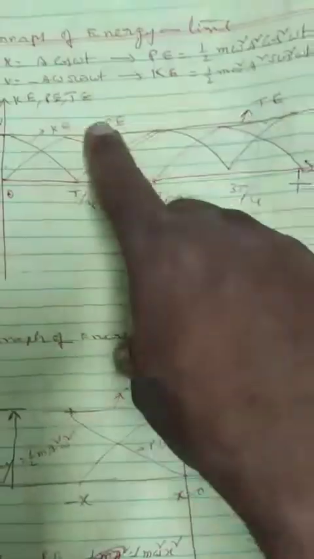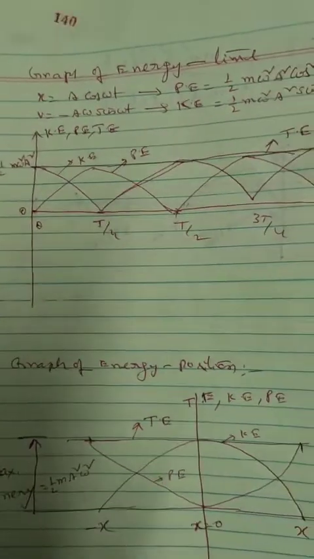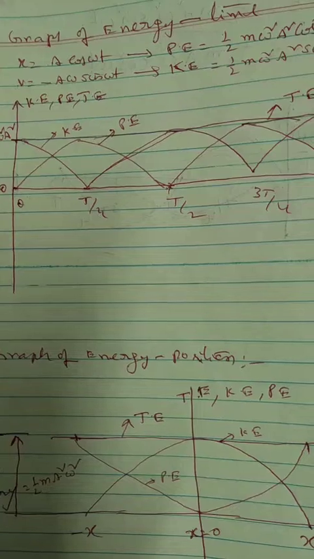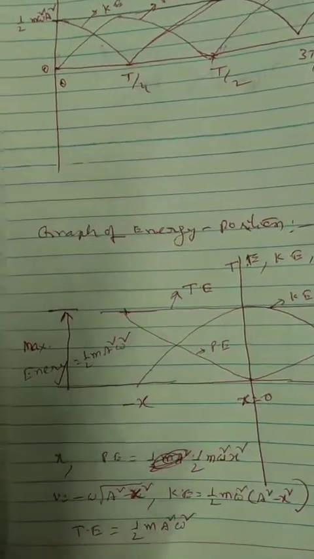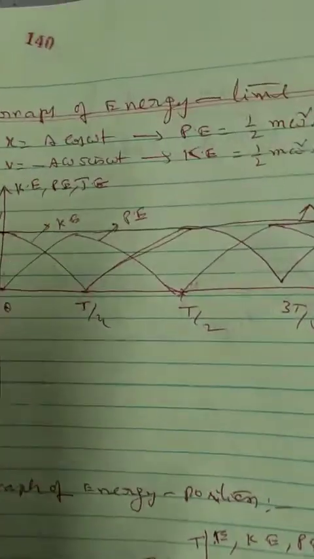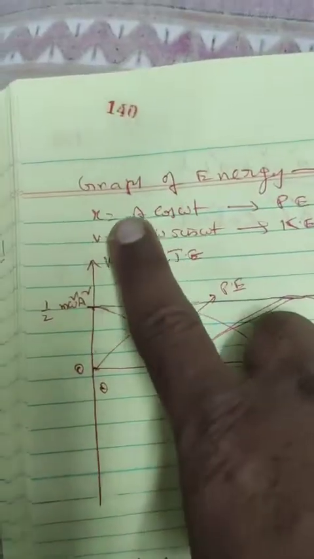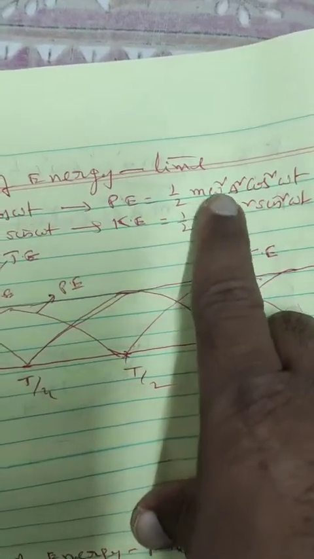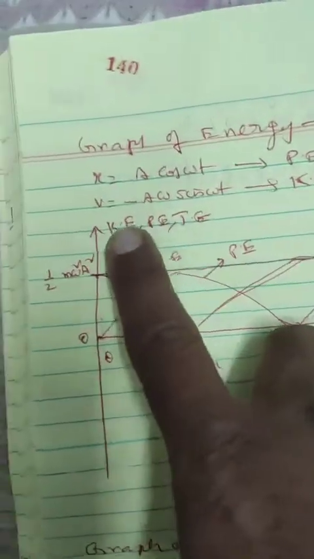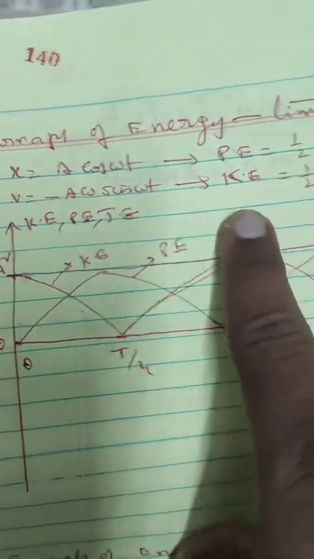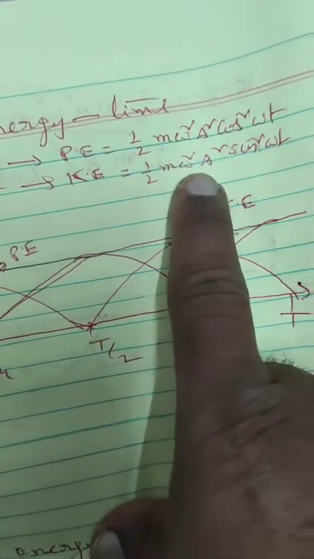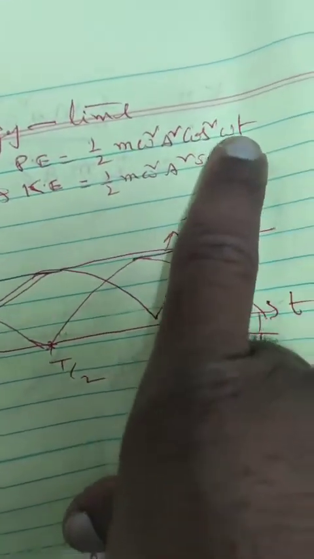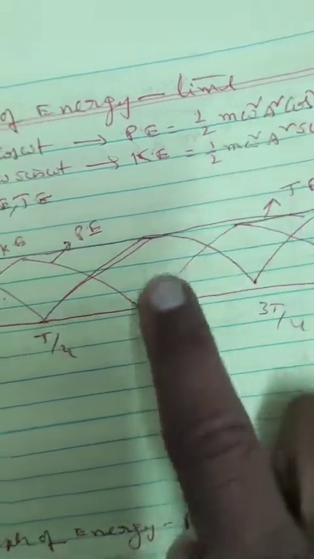Dear students, listen here. Now how kinetic energy, potential energy and total energy, all these three, how they are varying with respect to time and how they are varying with respect to position, graphically we have shown here. See, position x is equal to a cos omega t in case of SHM. Then potential energy is half m omega square a square cos square omega t. Similarly, velocity is minus a omega sin omega t. Then kinetic energy is half m velocity square. So this expression of potential energy depends on time and kinetic energy also depends on time. So both we show graphically.